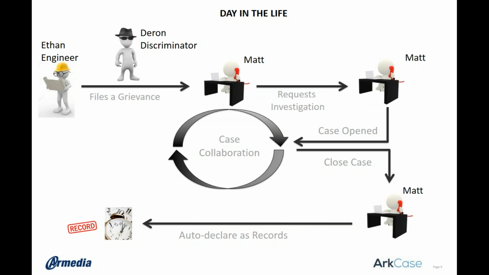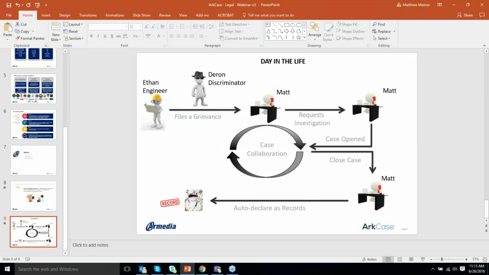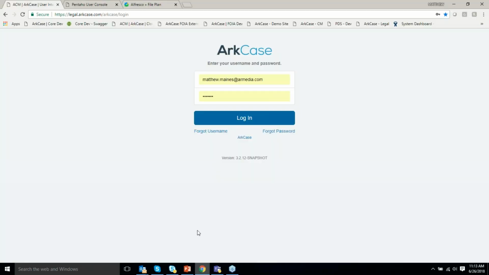And then we'll close this case out and show you how you can automatically or seamlessly, by a status change, declare a record. We'll then show some of the other bells and whistles like the admin configuration and spend some time there. With that being said, let's go ahead and transition to the actual application.